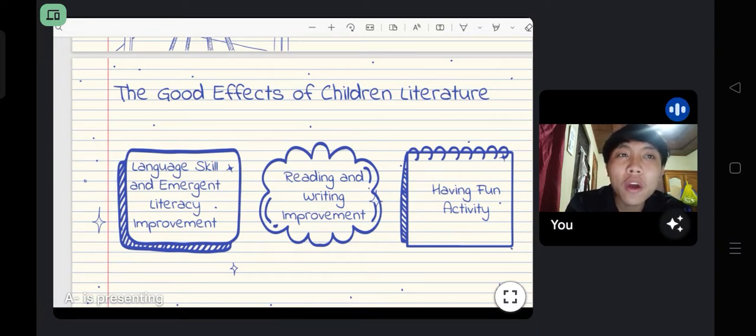And the third one is fun activity. I think of course it will be fun if the literary work can be used as a medium for learning, because it provides interesting stories and interesting stuff, and it will encourage students' motivation and attract their attention to read more and more.